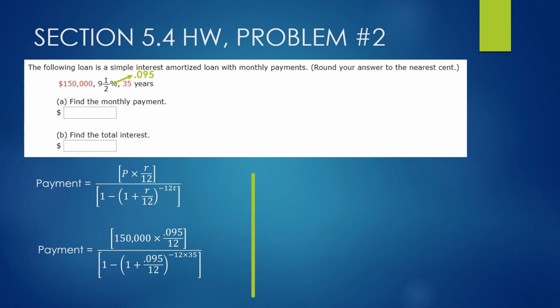Plugging in my numbers, I get 150,000 times 0.095 over 12 divided by 1 minus, in parentheses, 1 plus 0.095 over 12 raised to negative 12 times 35. First of all, don't forget, what do we got to do to that exponent? You got to simplify that exponent first. Very, very important. So I've simplified the exponent. Negative 12 times 35 is negative 420.